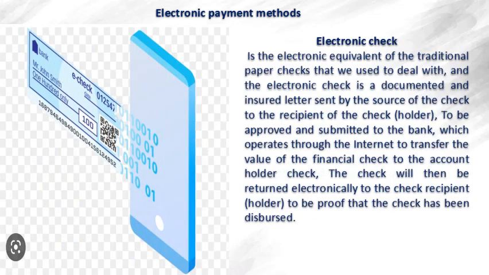Electronic check is the electronic equivalent of the traditional paper checks that we used to deal with, and the electronic check is a documented and insured letter sent by the source of the check to the recipient of the check holder to be approved and submitted to the bank, which operates through the internet to transfer the value of the financial check to the account holder. The check will then be returned electronically to the check recipient holder to be proof that the check has been disbursed.